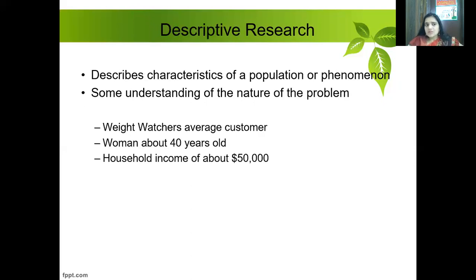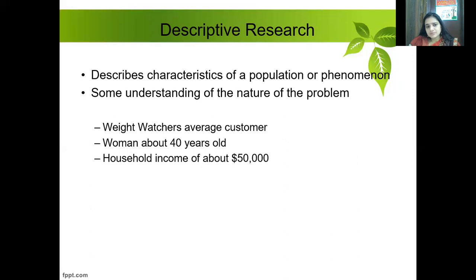Descriptive research describes characteristics of a population or phenomena. For example, average age of students, average height of students. It will be giving you some numbers, some understanding of the nature of the problem. It will further give you some more understanding than an exploratory study. For example, Weight Watchers average customers, women about 40 years old, how do they prefer, household income of about $50,000.